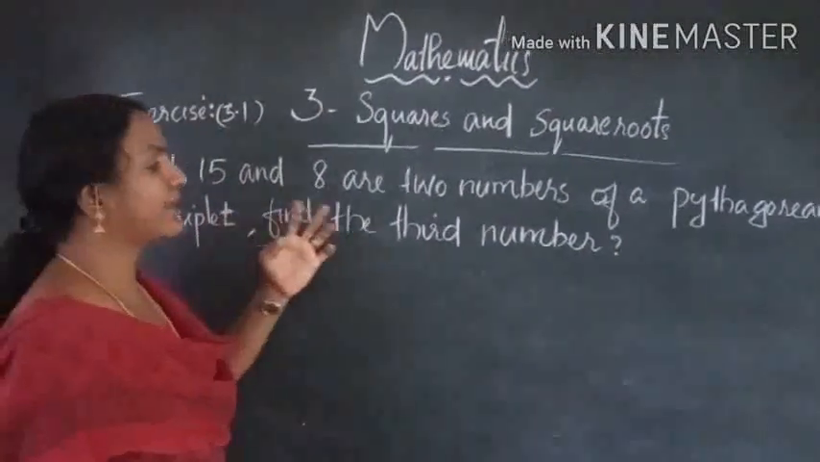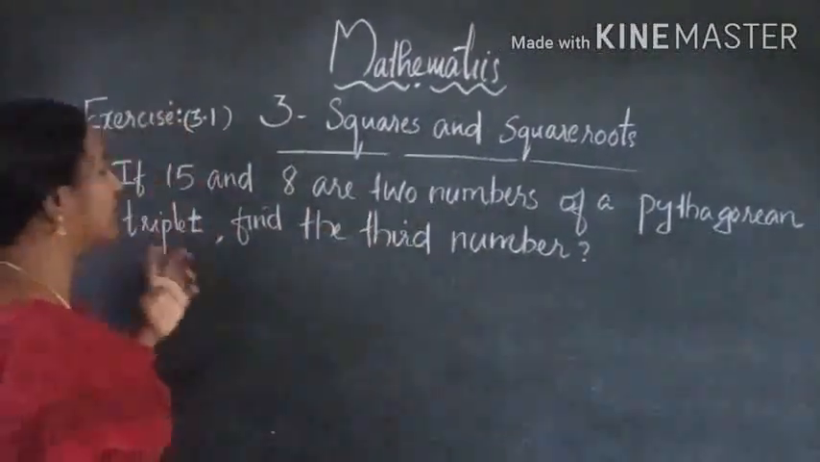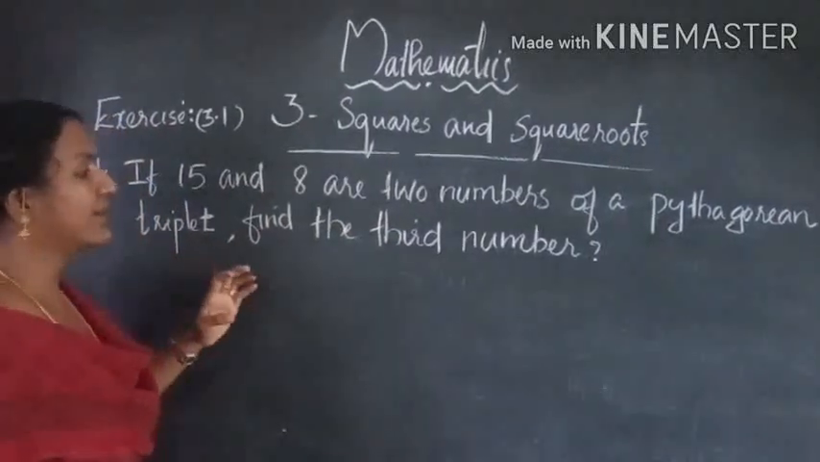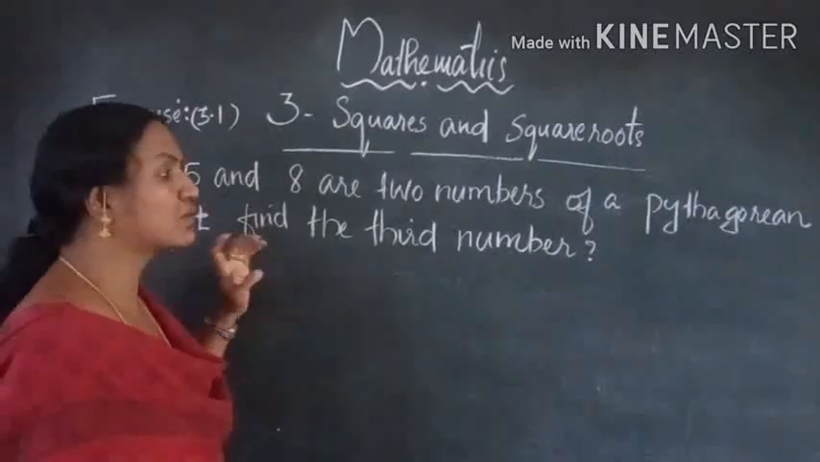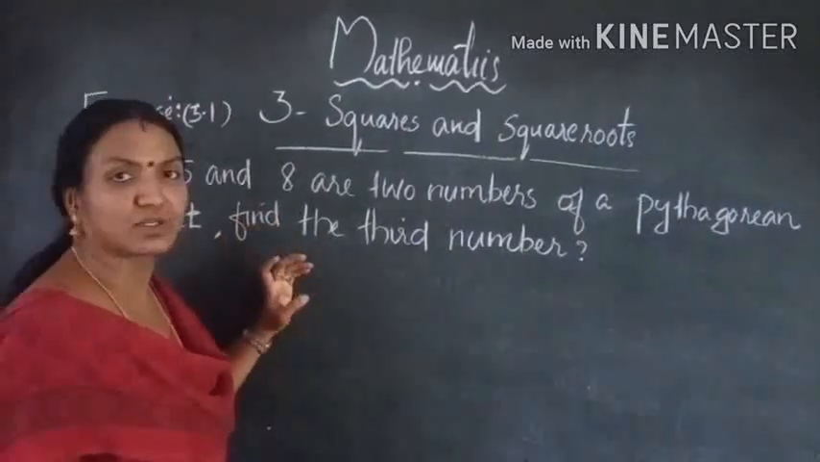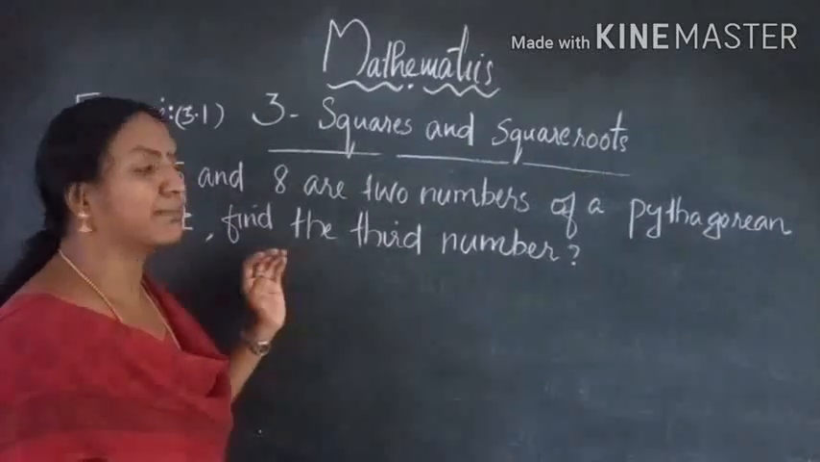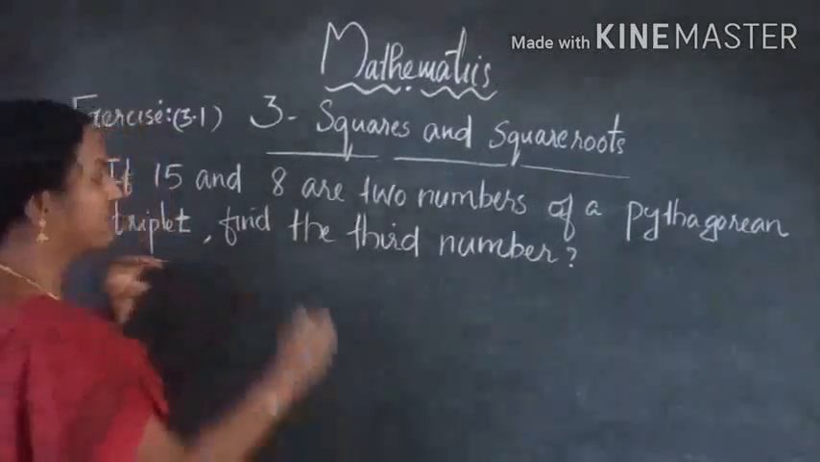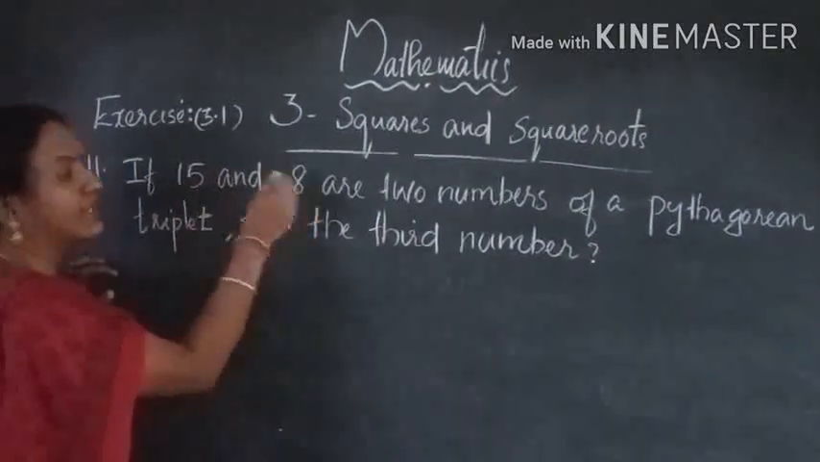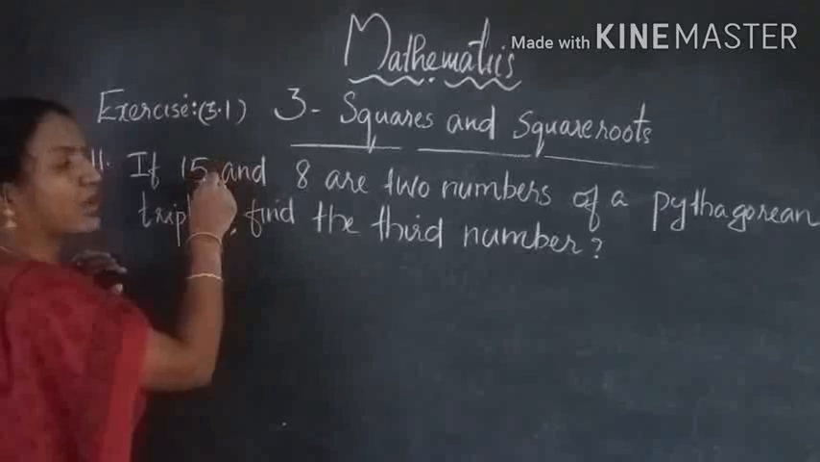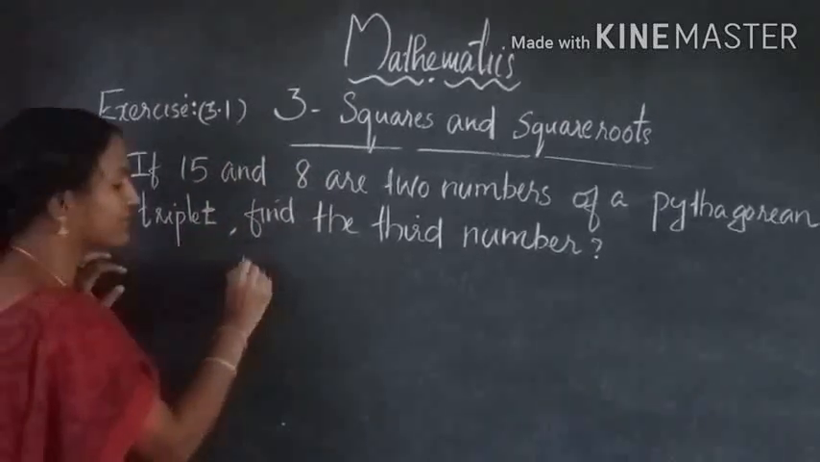Question number 11. If 15 and 8 are two numbers of a Pythagorean triplet, find the third number. We already learned that if the sum of the squares of two numbers is equal to the square of the third number, then the three numbers form a Pythagorean triplet. The first number is 15 and the second number is 8. First we have to find the sum of the squares of 15 and 8.